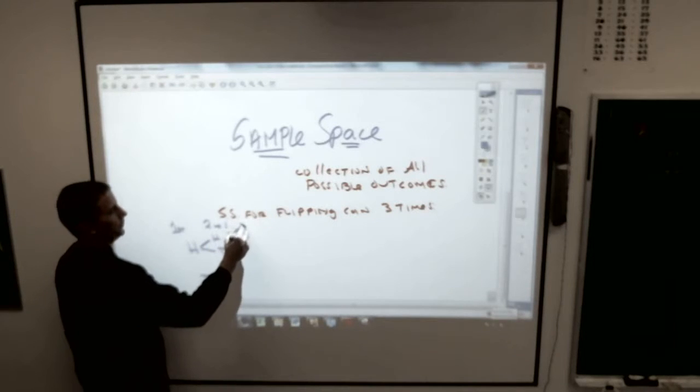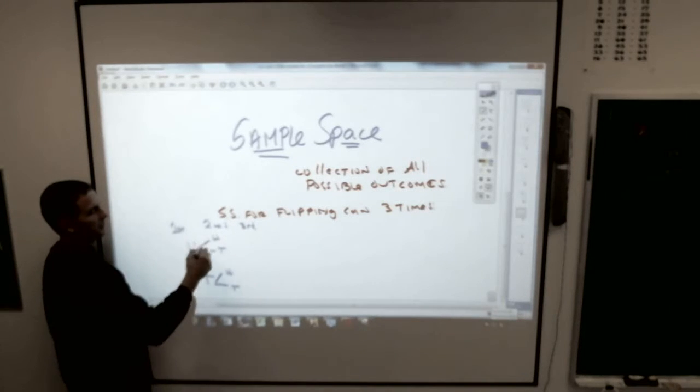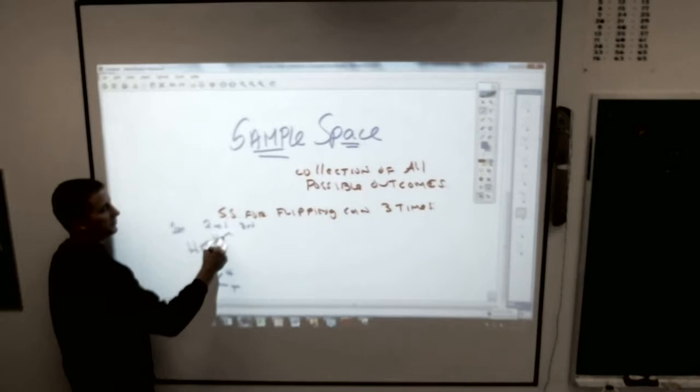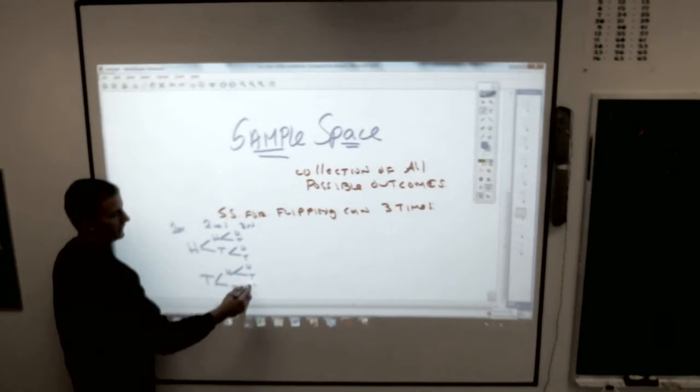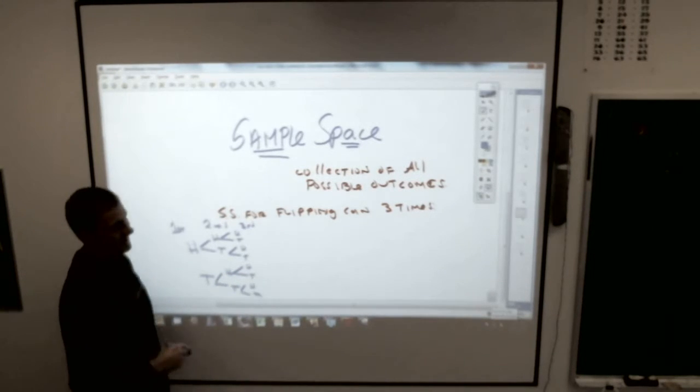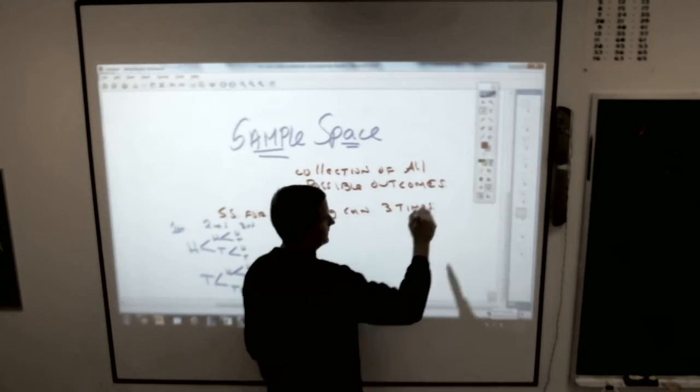And then your third flip, off of each of those, after you get a head and a head, the next time you could get a head or a tail, or a head or a tail, or a head or a tail, or a head or a tail. And your sample space would look like this.